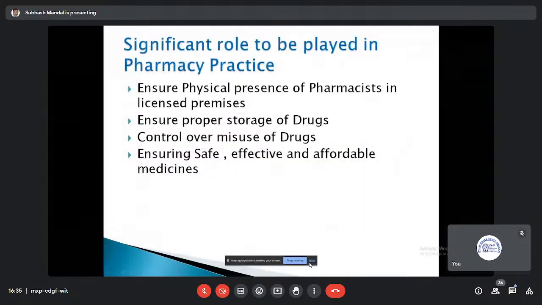The significant role to be played in practice, in summary: firstly, to ensure physical presence of pharmacists in licensed premises, which is now a very big problem in our country. Secondly, ensure proper storage of drug, control over misuse of drug, ensuring safe, effective, and affordable medicines.